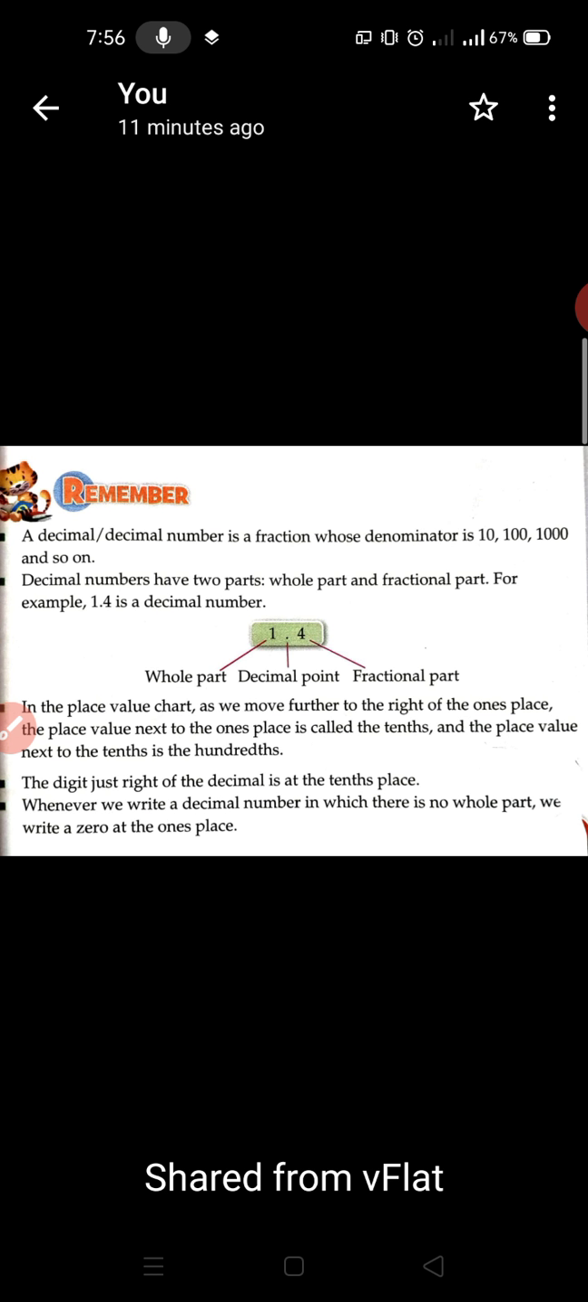If you know these points about decimals, then the calculation part, whatever simplifications we do for decimals, is very easy. These are very important points regarding decimals.